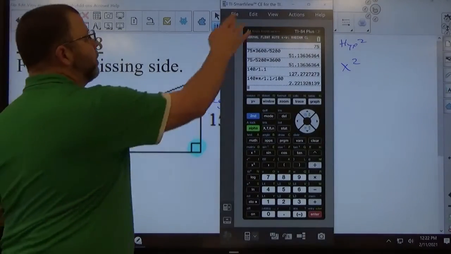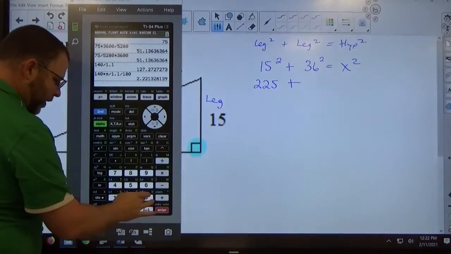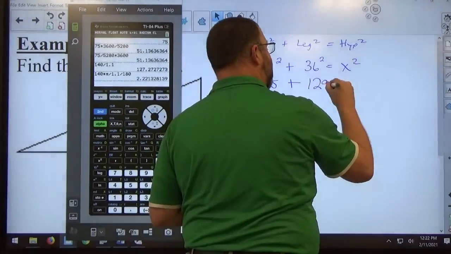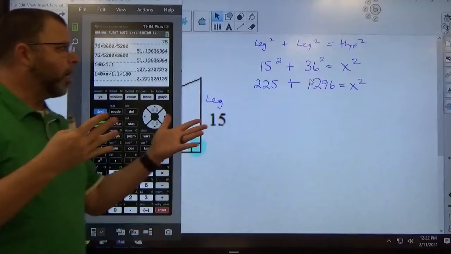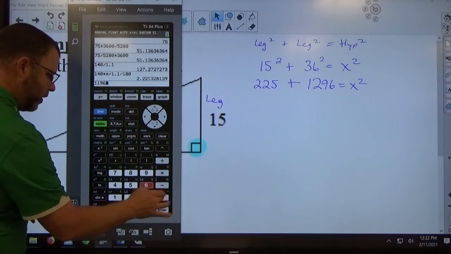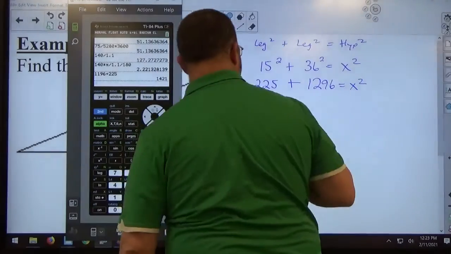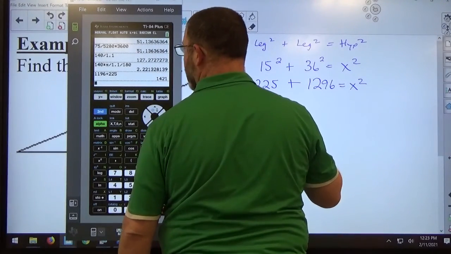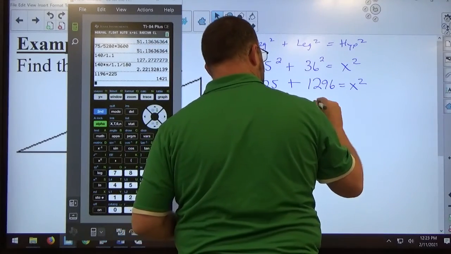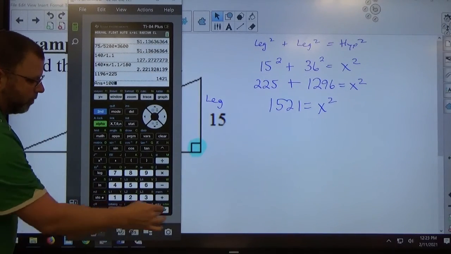Grab our calculator to evaluate these squares. 15 squared is 225. That's one we should know. 36 squared is not as common, so let's see, 1,296. Thank you, Ashley. 1,296, that equals x squared. So you square both numbers, then you add them together, 1296 plus 225, which is 1,521. Thank you. 1,521 equals x squared.